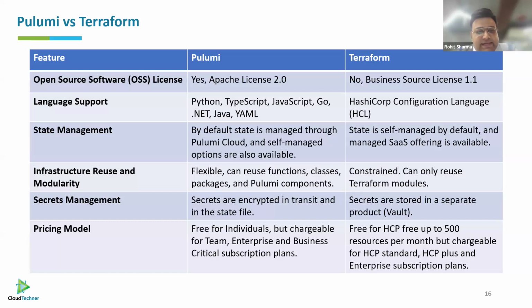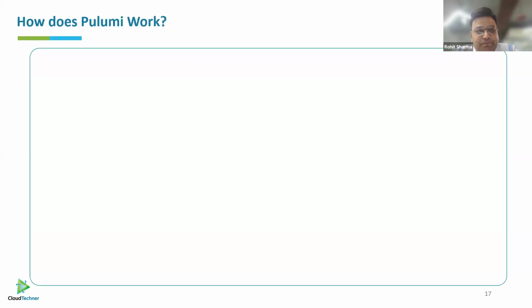For secrets management, in Pulumi secrets are encrypted in transit and in the state file. And in Terraform, secrets are stored in a separate product, that is Vault. For the pricing model, Pulumi is free for individuals, but chargeable for the team, enterprise, and business critical subscription plans. And in Terraform, it is free with the HCP free subscription plan up to 500 resources per month, but chargeable for HCP Standard, HCP Plus, and enterprise subscription plans. So this is the basic difference where we can compare Pulumi and Terraform.